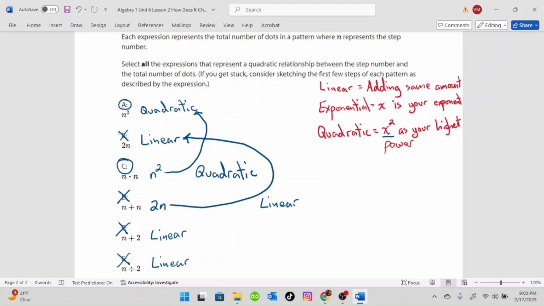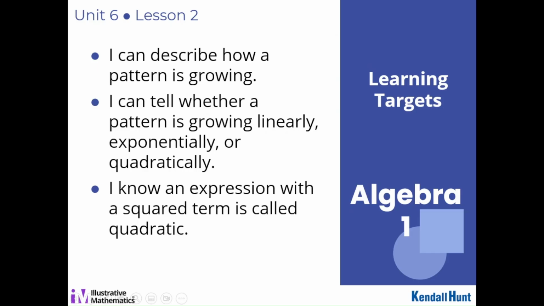Now, before we finish this lesson, let's go back, take a look at the learning targets, and ensure you've learned everything you needed to from this lesson. We had 3 learning targets on this lesson. Number 1 says you can describe how a pattern is growing.